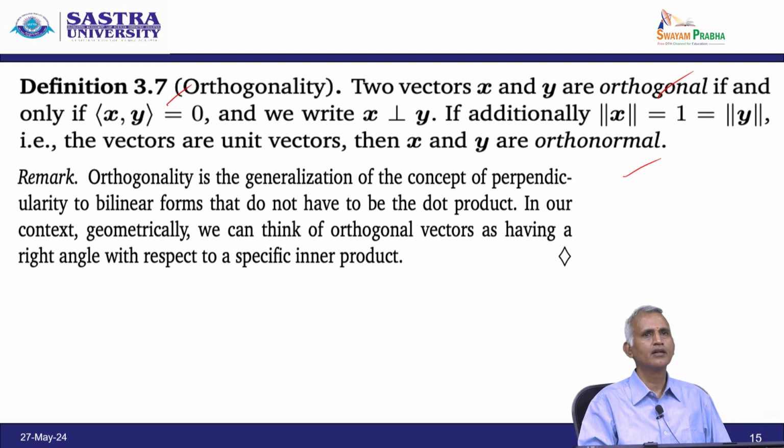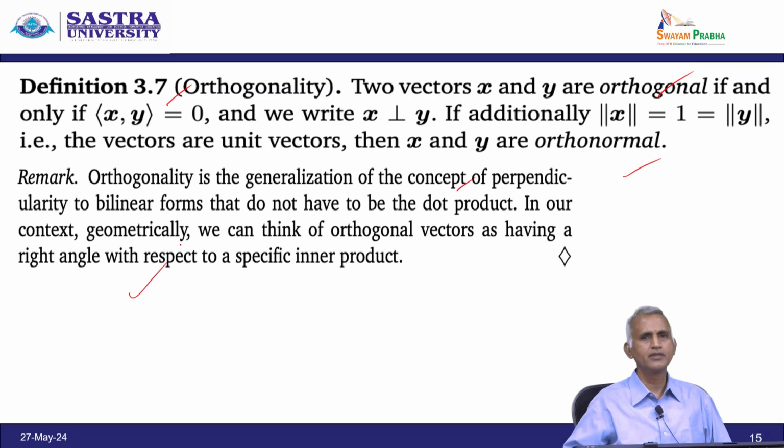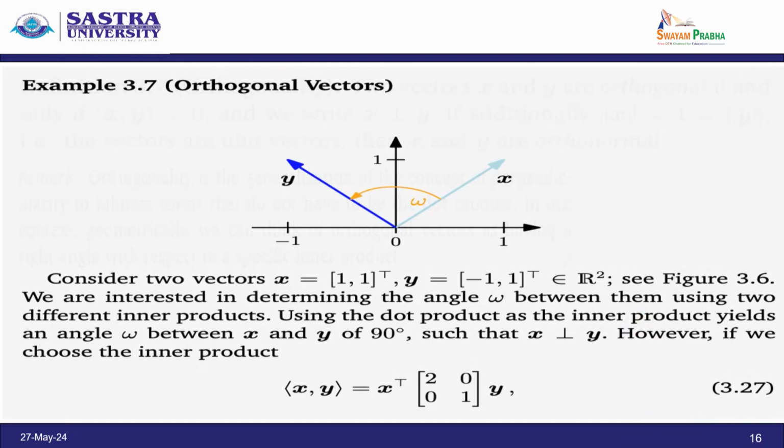Note, orthogonality is a generalization of the concept of perpendicularity to bilinear forms, which do not have to be a dot product. So, in our context, geometrically, we can think of orthogonal vectors as having a right angle with respect to the specific inner product. For example, you have an orthogonal vector, minus 1 to 1.